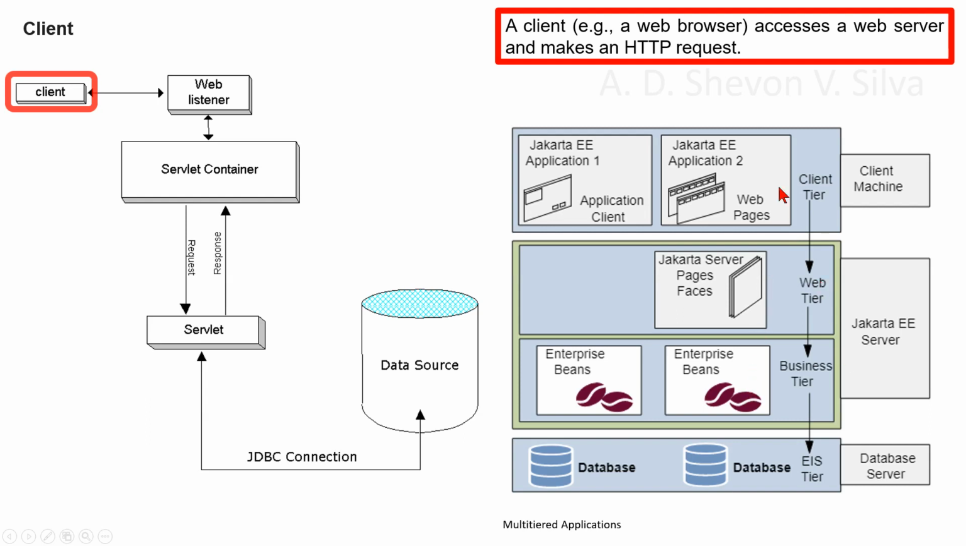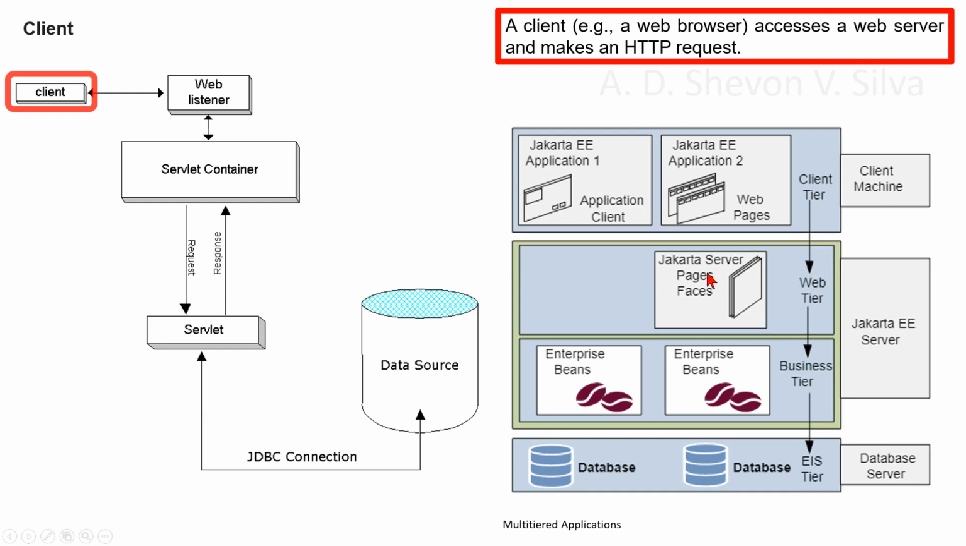Here you can see multi-tiered applications. Jakarta EE application 1, application client, and Jakarta EE application 2, web pages, are in the client tier. The client tier is connected to the client machine, and the client tier is connected to the web tier.